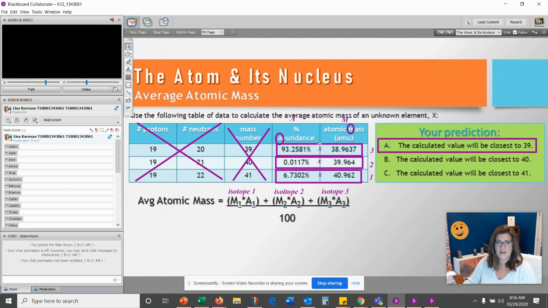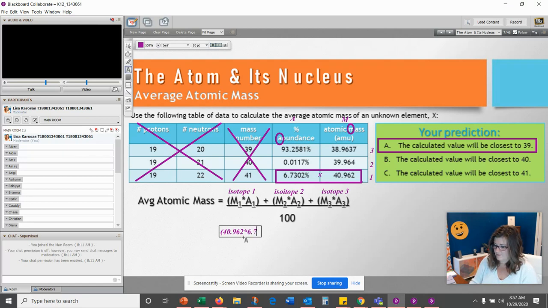All right, first we are going to pay close attention to isotope 1, mass and abundance. Abundance starts with the letter A. Mass starts with the letter M. So we go, abundance and mass is 40.962 multiplied by the 6.7302.